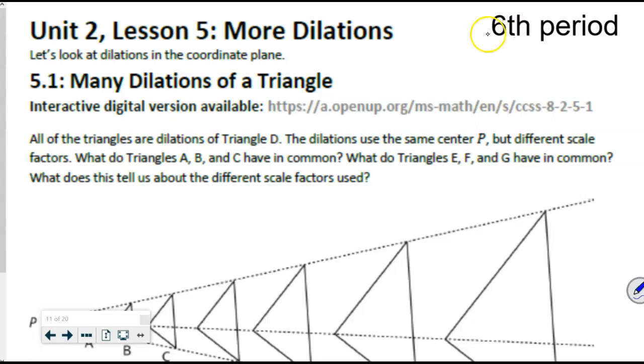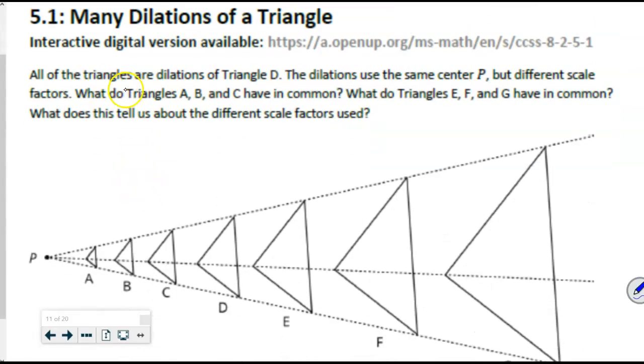To get started, we have this fancy diagram, and we have the directions. All of these triangles are dilations of triangle D. So here's D. All of them are dilations of triangle D, which means this right here, this is our pre-image, or in other words, this is the original figure.